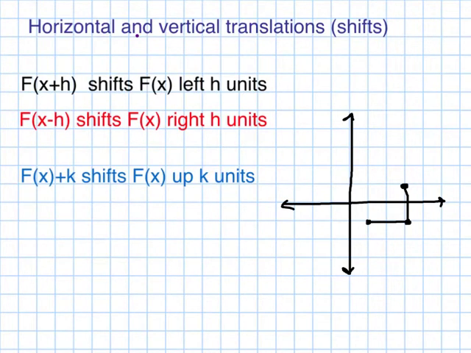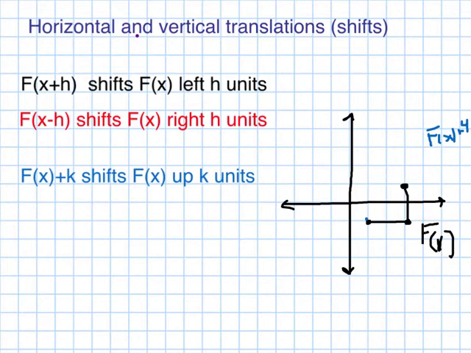My next shift would be a vertical translation. And what it does is if I have f of x plus k, it's going to shift the entire f of x function up k units. And I like to do this by points. So let's say that this function right here is my f of x. Then if I want to find, let's say, f of x plus 4, what I would do is I would take each of these points and move them up 4.